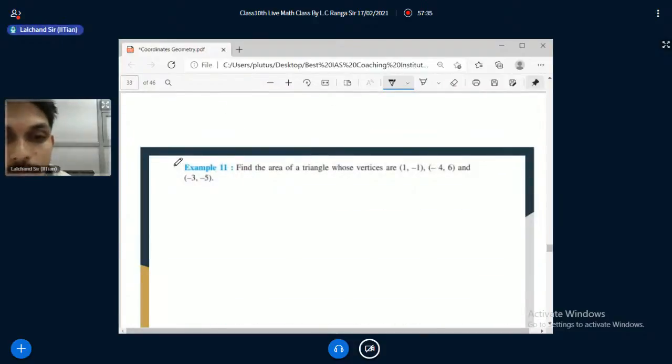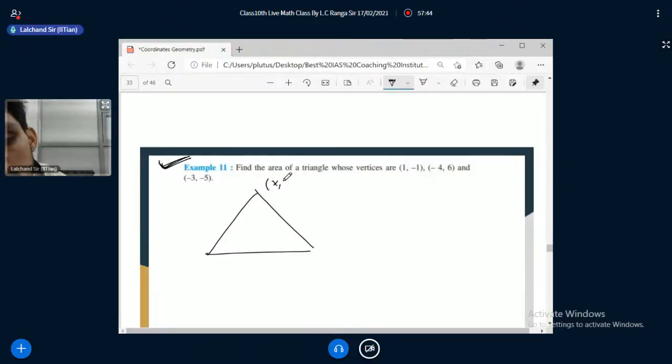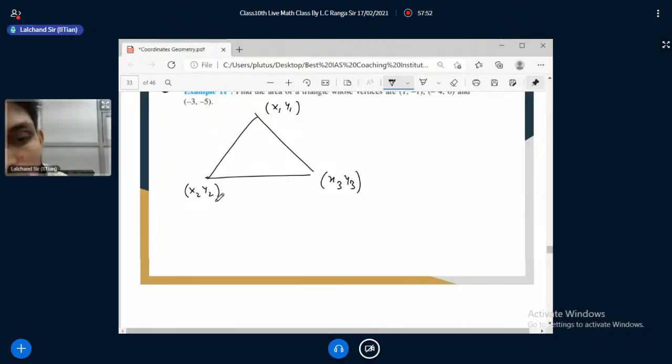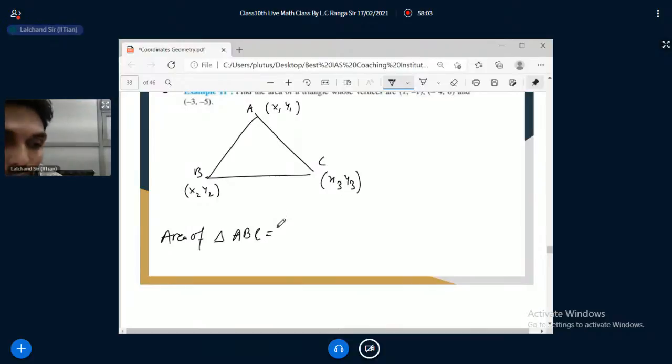So now the area formula. What is the formula for the area of a triangle? If we have 3 points, the first point is (x1, y1), the second point is (x2, y2), and the third point is (x3, y3). Can you tell me the area of the triangle formula?